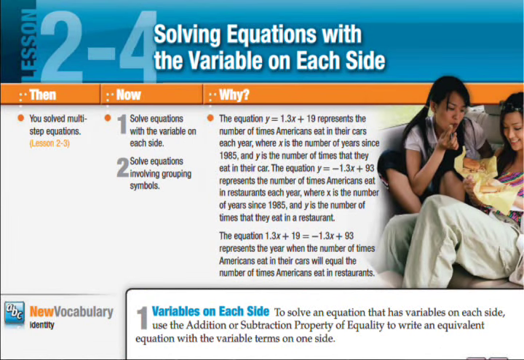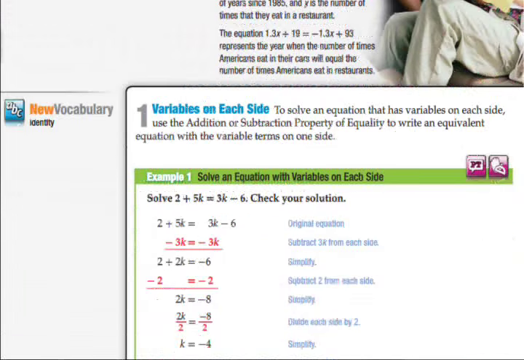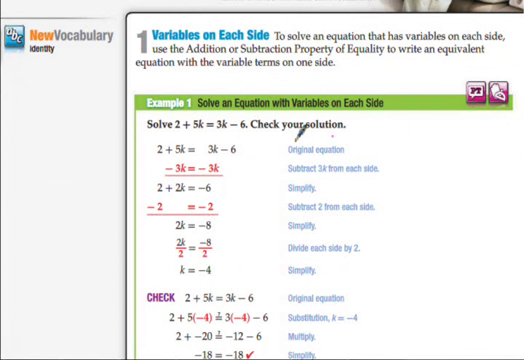Let's look at some stuff from 2.4. 2.4 is solving equations with variables on each side. Okay, the only thing that makes this hard is that we've got to follow some distinct steps. Earlier, we talked about how we wanted to isolate the variable with the problems we just did. Here, the first thing we have to do is get the variables on one side.